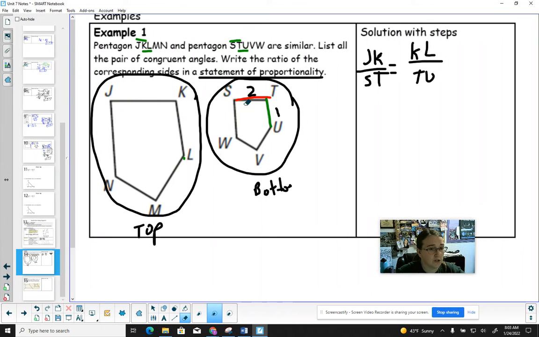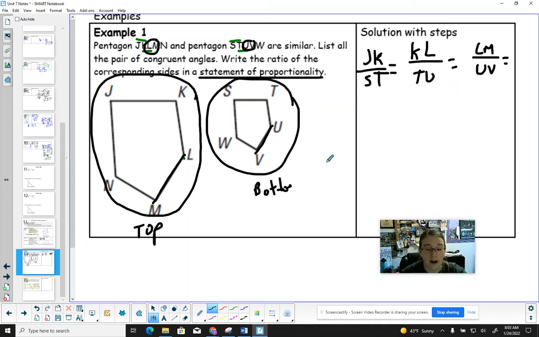So what I want you to do from here is keep writing your fractions. I'll go ahead and write one more. And again, we can look at our picture as well. My next one is LM to UV, and we can see that here. LM has to go on top, UV has to go on bottom. Go ahead and write the last two fractions. There's two more sides. What would they be?